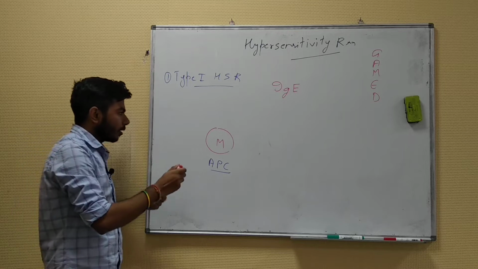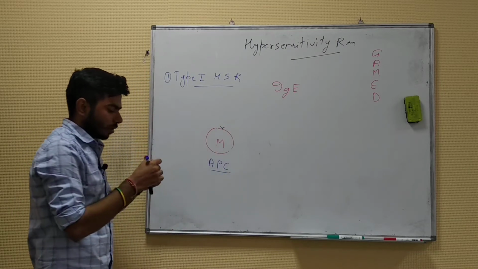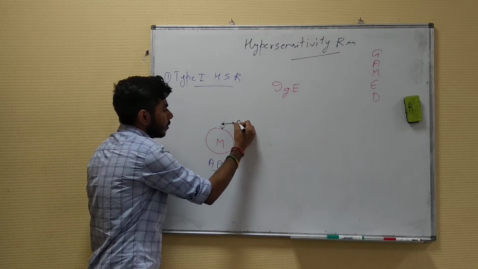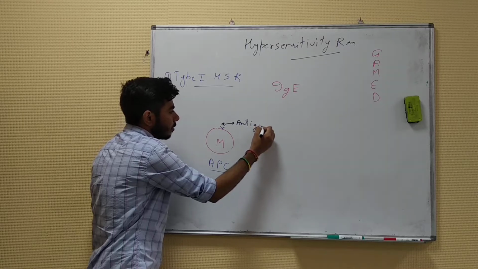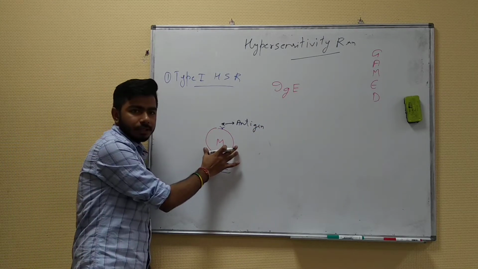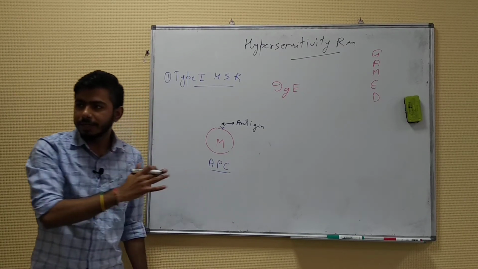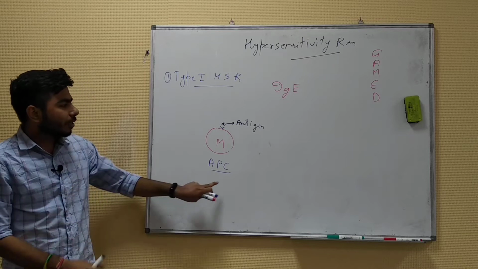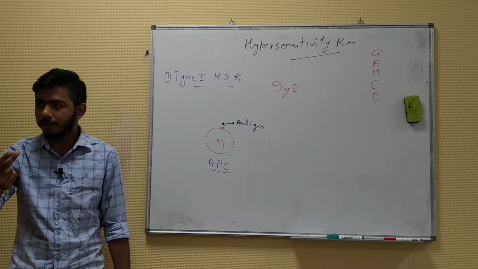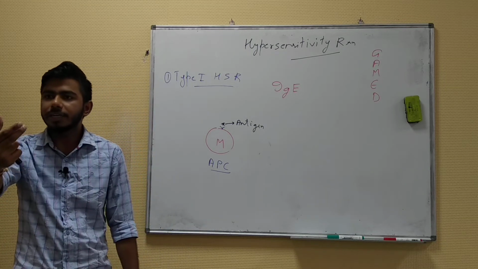Let's say this is the site over the macrophage, and over here this is the pollen grain. This is the antigen, right? Now the macrophage has the antigen, and the macrophage is also called an antigen presenting cell, APC. Now it will show this antigen to the T cells, to the T helper cells. That's why we call them antigen presenting. They present the antigen to the T helper cells.